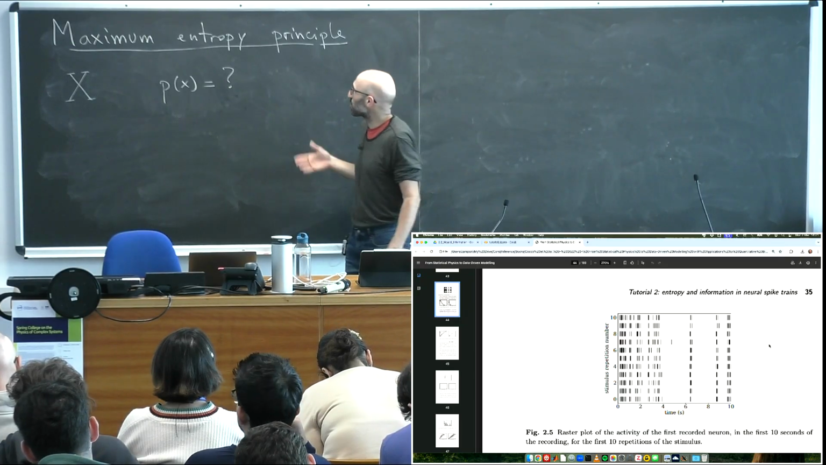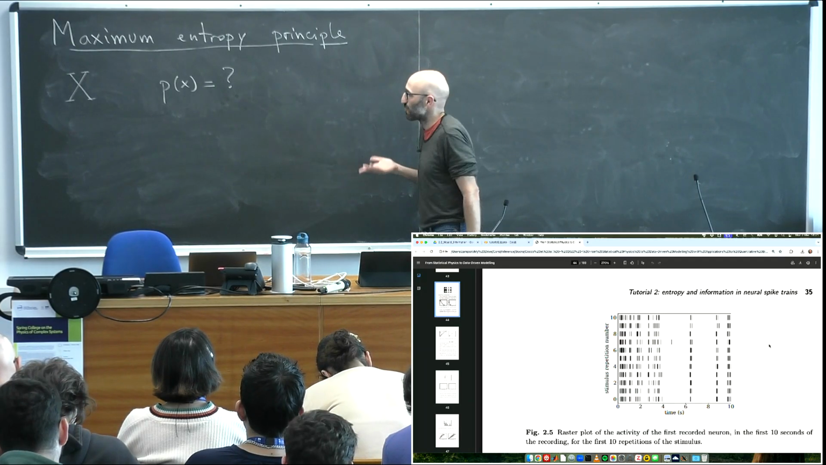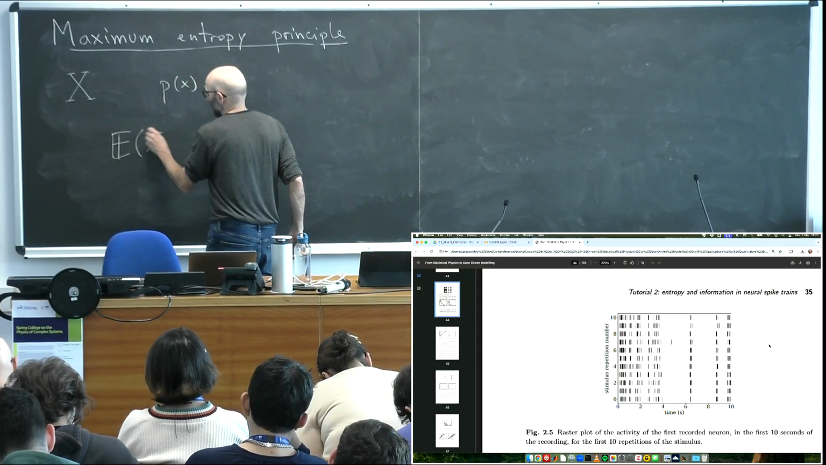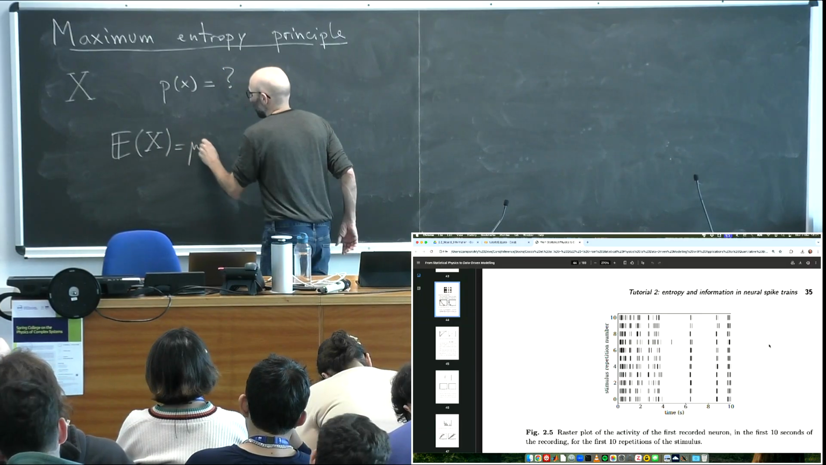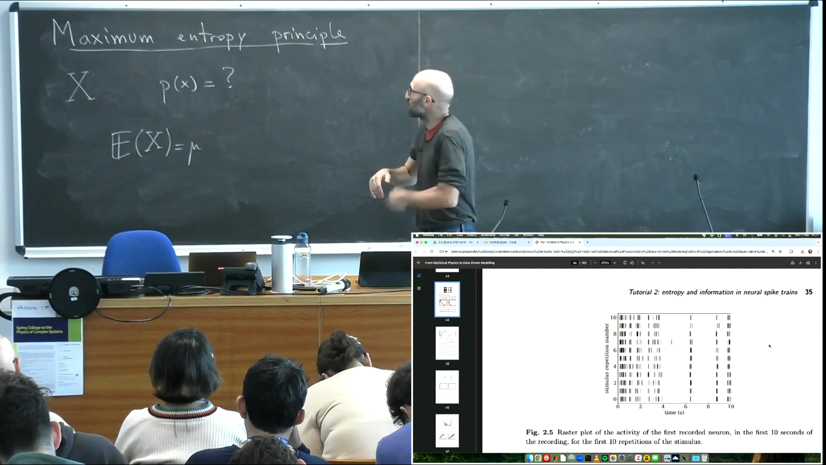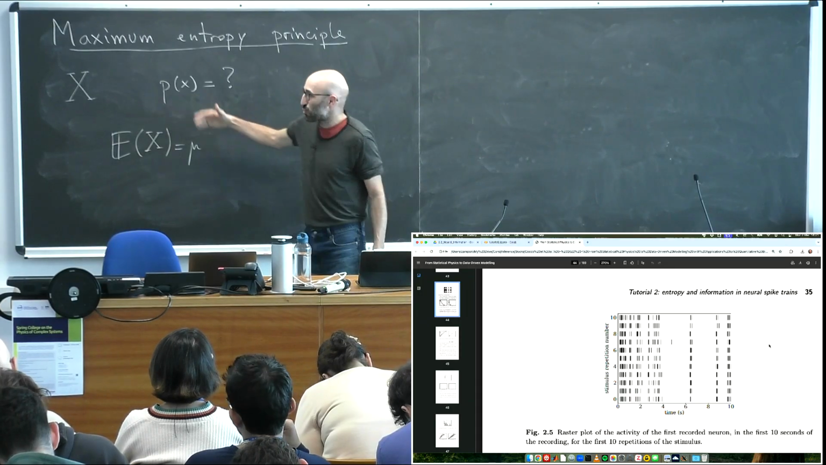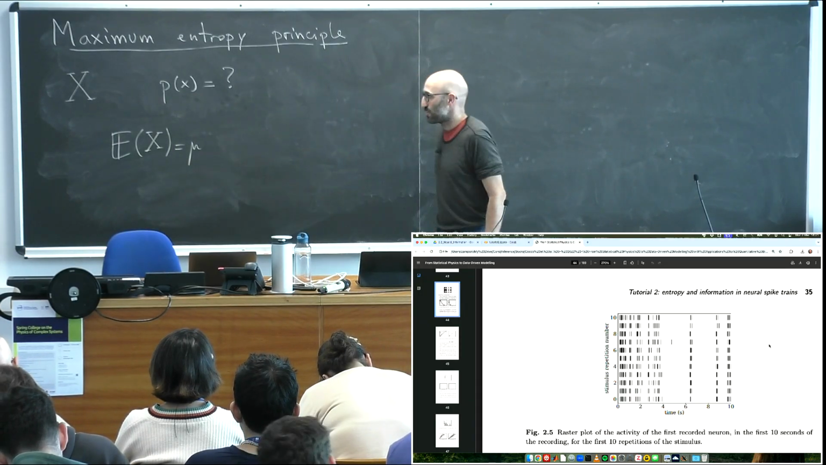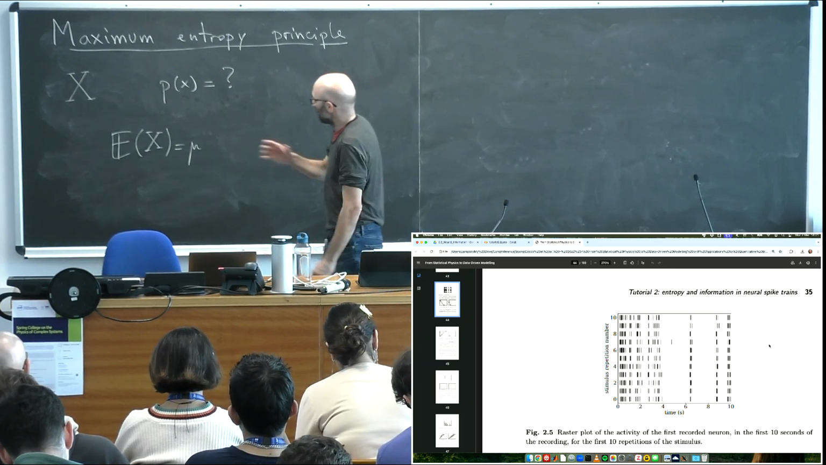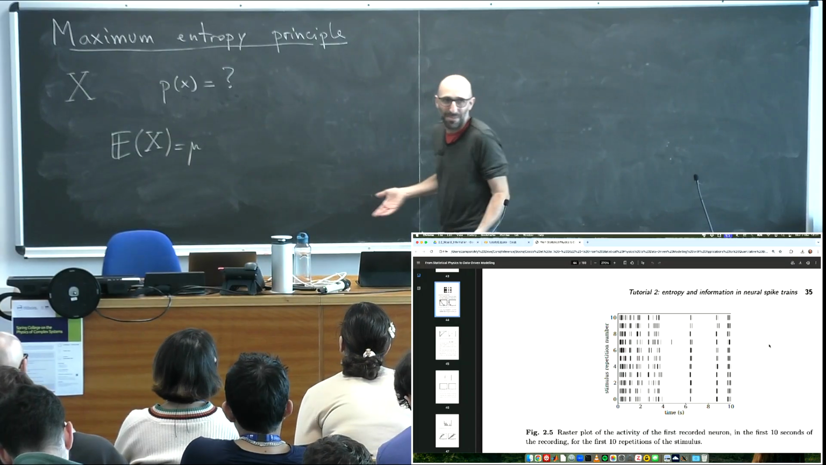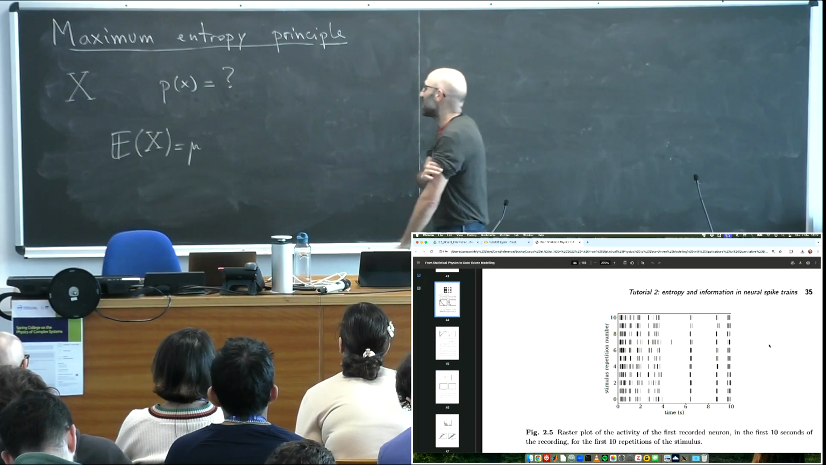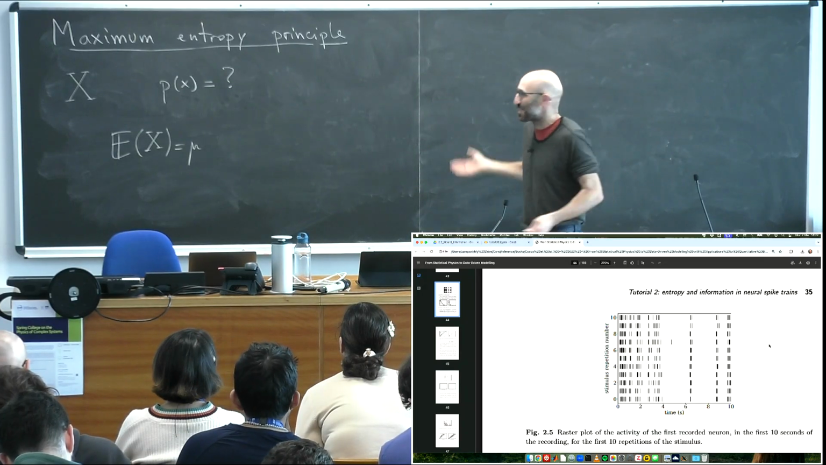This partial information could be, for example, that you measure the average of something. For example, you could measure the average of x. So maybe you know the average, or maybe you know something else. And so the question is, what is the best probability distribution that is compatible with the information that you have on your variable? You can answer this question in many ways. So the maximum entropy principle is not the unique answer to this question. It's one possible answer, so it's a principle, it's not an axiom.